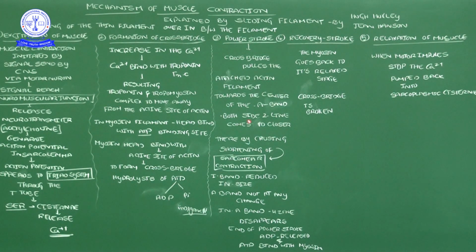So inside the A band, the H zone is there. That H zone will disappear. That is what I mentioned here, causing the shortening of the sarcomere in contraction. So when the power stroke happens, the cross bridges pull the actin filaments in between the myosin filaments. Actin filaments go inside the myosin filaments. That's why it finally leads to the shortening of the sarcomere. Now a very important statement: the I band size will reduce.